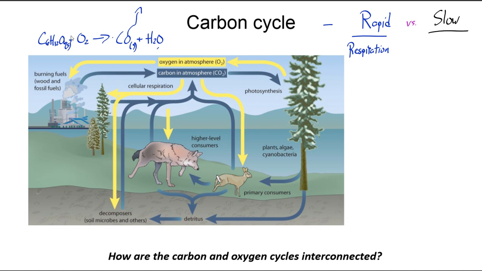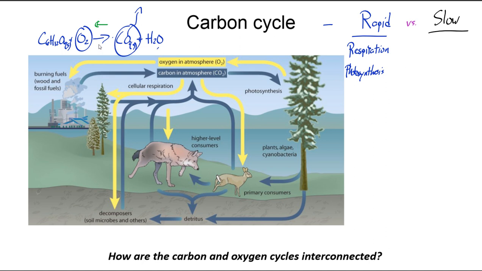So oxygen and carbon, that was a CO2, are two sides of the same coin, both for respiration and for the flip side, photosynthesis. So respiration and photosynthesis both have the same reaction, just the arrows going in the opposite direction for photosynthesis. And they both have the same reactants and products.